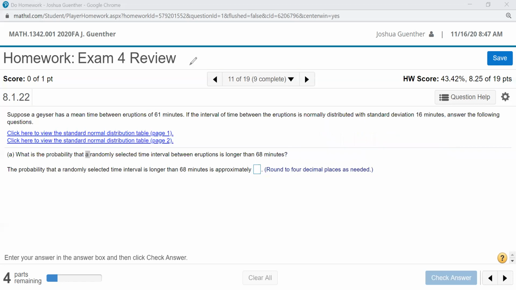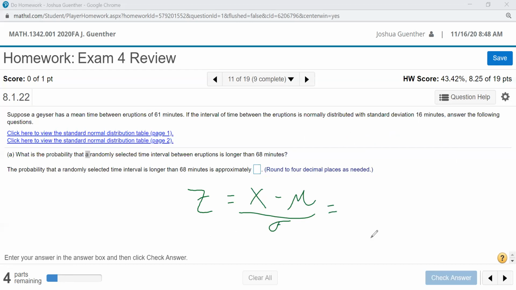Meaning, we can use z equals x minus mu over sigma. In other words, this is a chapter 7 problem masquerading as a chapter 8 problem, but notice how it says 4 parts remaining. It's because they're probably going to add some into it that makes it a chapter 8 problem.